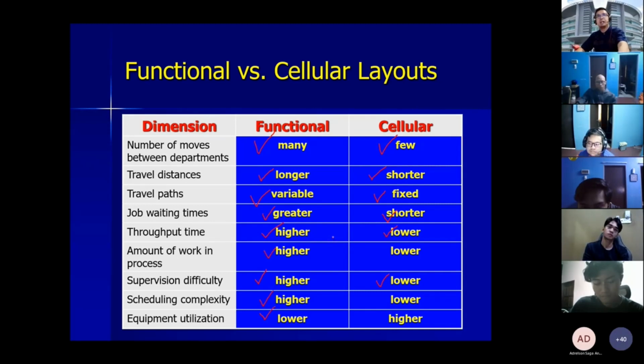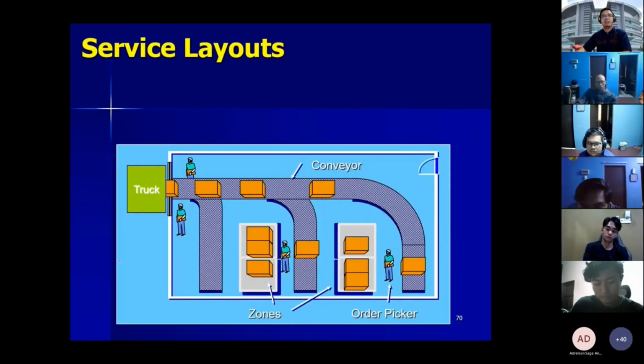Okay, we look at the example. This is a service layout. From the truck here, we also have a conveyor here. We also have zone 1, zone 2, and order pick here. This is the service layout that you might see in delivery and transportation, for example J&T, Pos Laju Malaysia, DHL, GDEX. So they use a service layout.